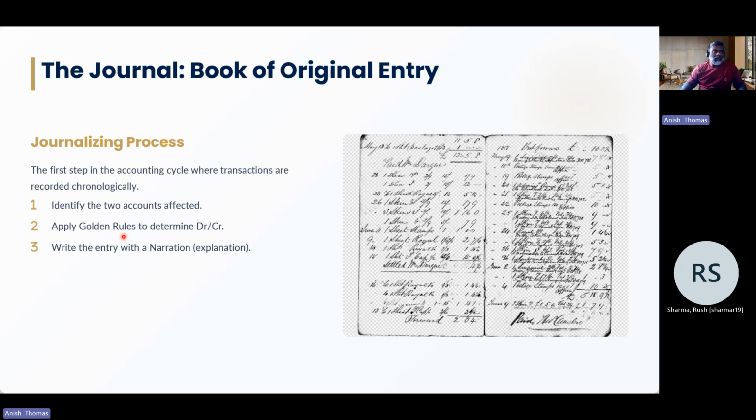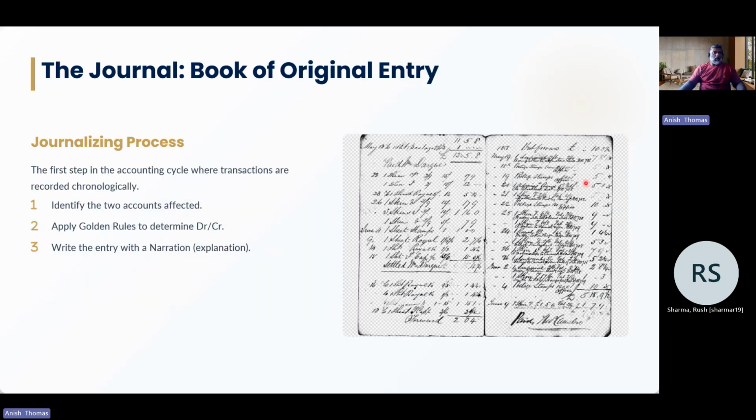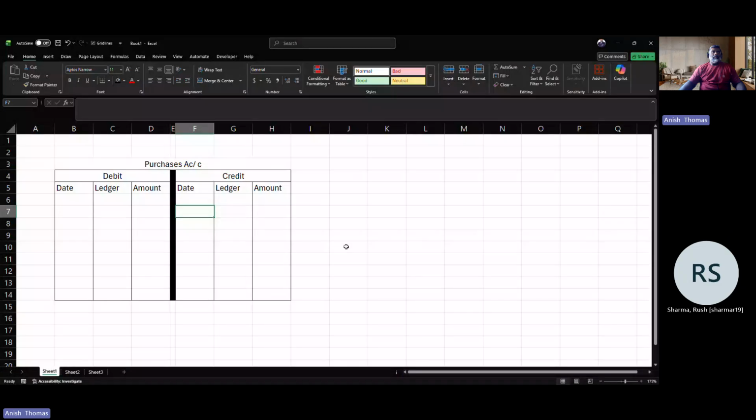Okay, let us see some examples. I don't have examples in the slide, so let me go back to my Excel sheet again. Let me know if the Excel sheet is visible. Yes, sir.